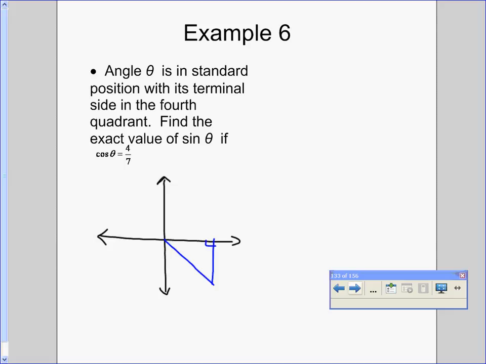And we know that the cosine is 4/7, so that means that's 7. And here's theta. And our adjacent is 4, which makes sense that it is definitely positive. And we know we're going to be looking for a negative value here. So we're going to have to use again the Pythagorean theorem to find out the value of y.